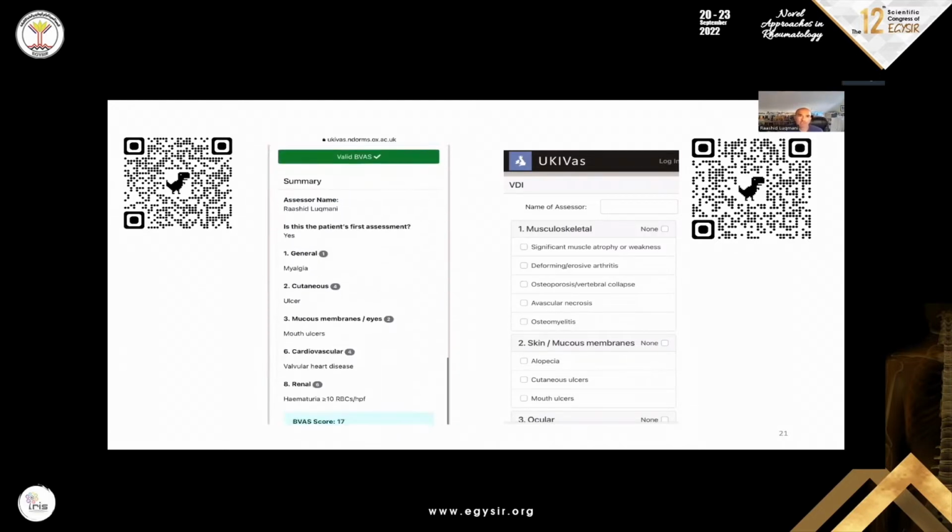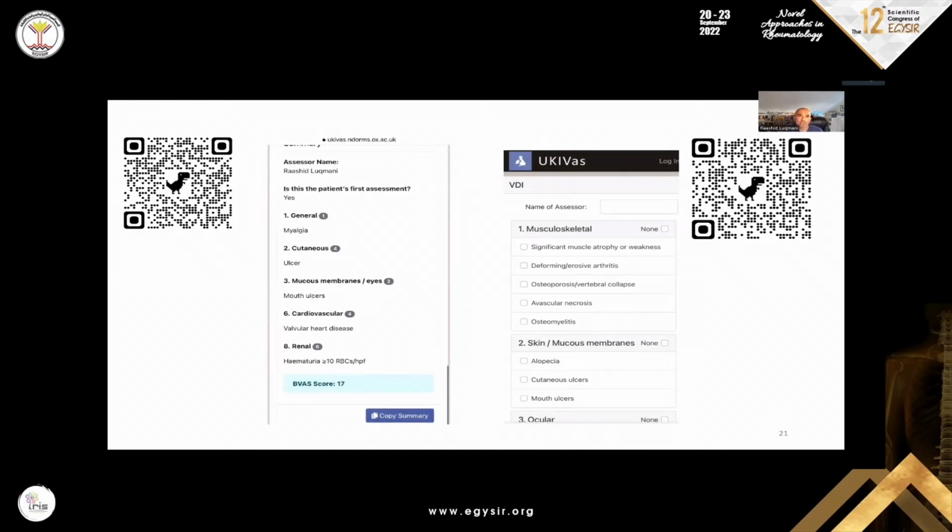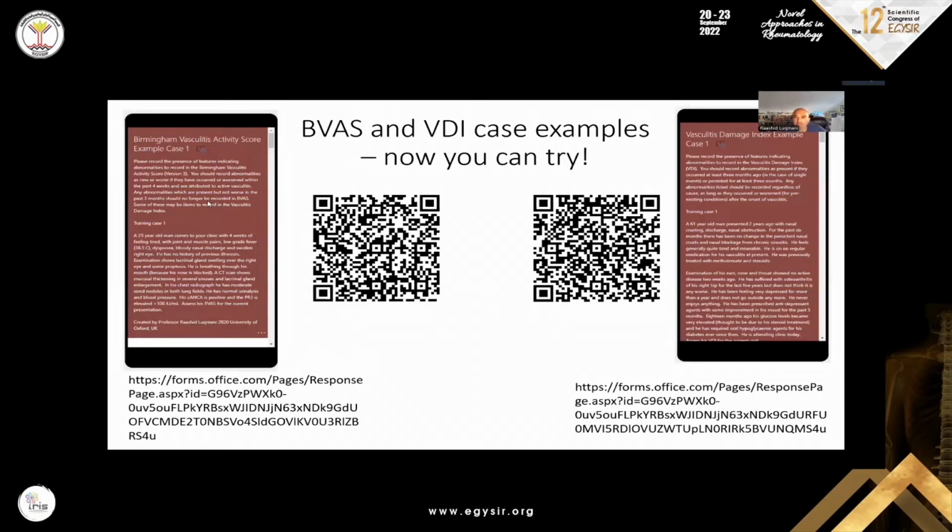And I've just calculated the BVAS score as 17, and I can see exactly what that's made up of, and I can copy a summary of that and put it into my medical records if I want to, or in a trial record if I want to. And a similar thing for VDI, so you can also use that QR code to get to the VDI. And you can use the mobile phone to record this, or you can go to the same website and do this on a computer. We also have some training examples for BVAS and VDI.